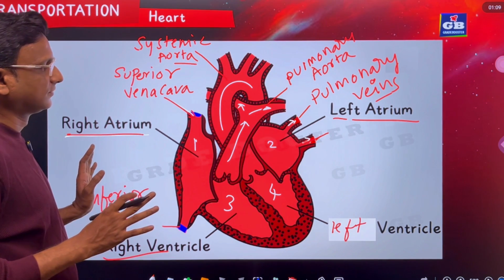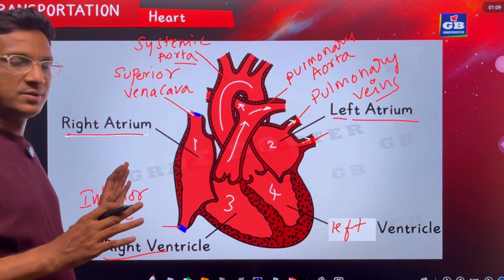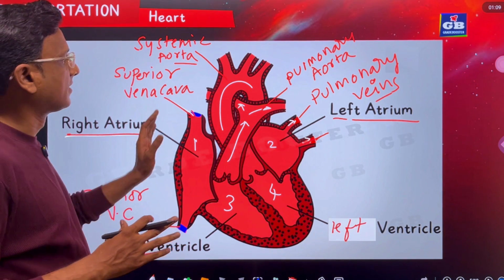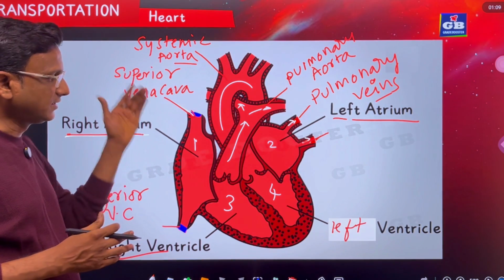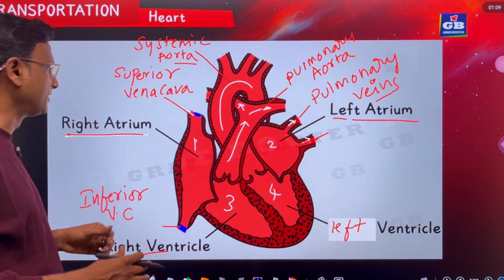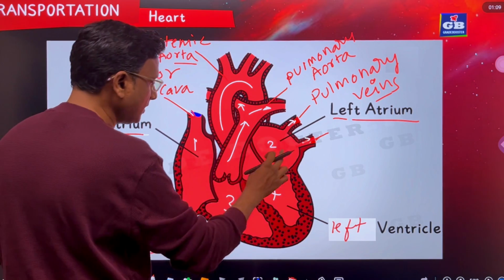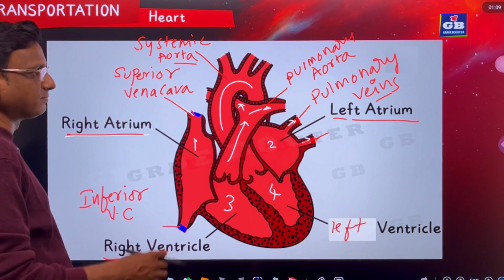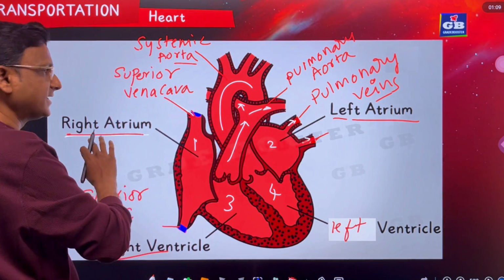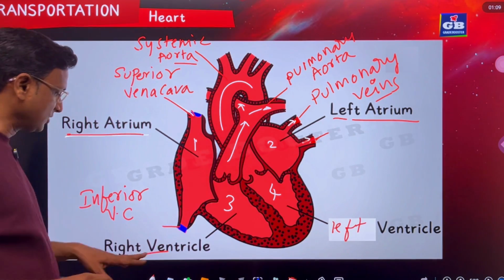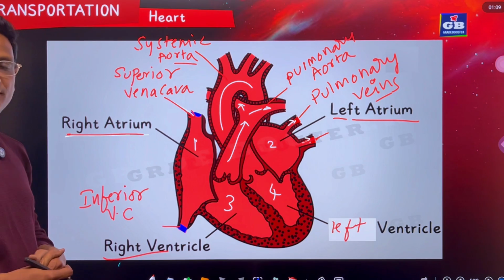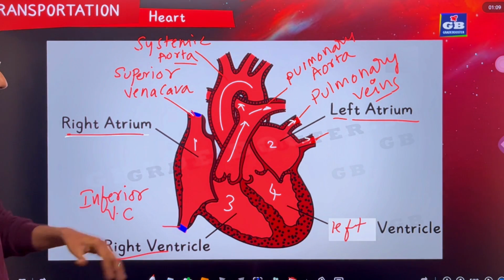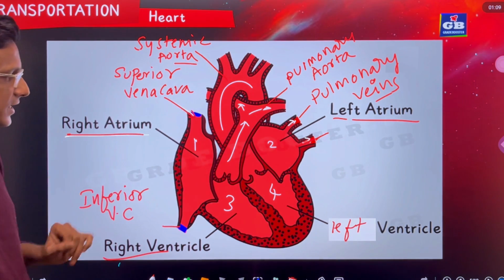Right, children? So I am giving you the blood vessels and the chambers of the heart. Here we are seeing the cross section of the heart. So now you understood there are 4 chambers, 1, 2, 3, 4. The upper chambers are called atria, that is right atrium and left atrium. The lower chambers are ventricles, right ventricle and left ventricle.